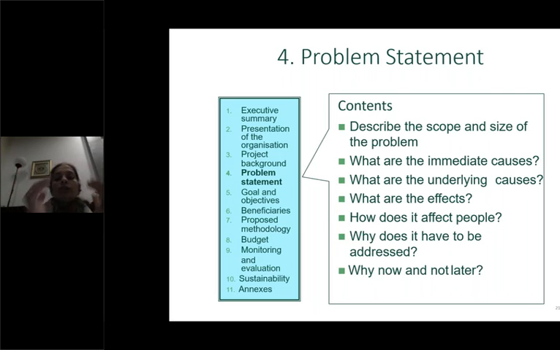If you focus only on your department, only your sector, that will never be a priority problem for the funding agency, until you try to present it as a problem which involves more people. The size and gravity of the problem should be more, and what are the immediate causes, what are the underlying causes, what are the effects, how does it affect people, is it affecting the health of the people, or is it causing discomfort to people. So it depends upon what kind of effects it is creating, why does it have to be addressed, what is the urgency of the problem, why can't it be done next year, right?